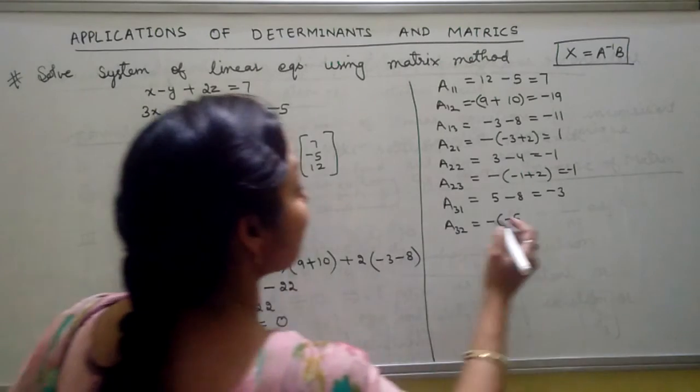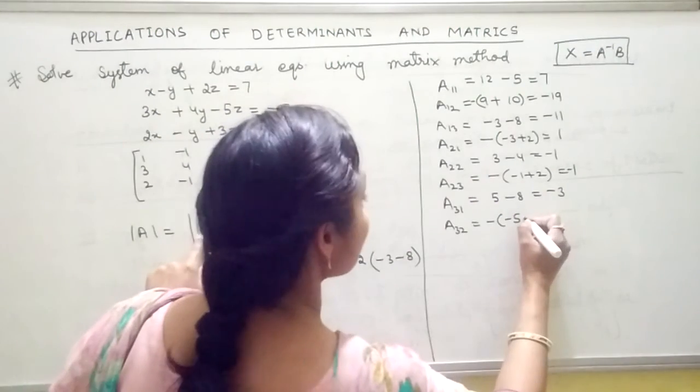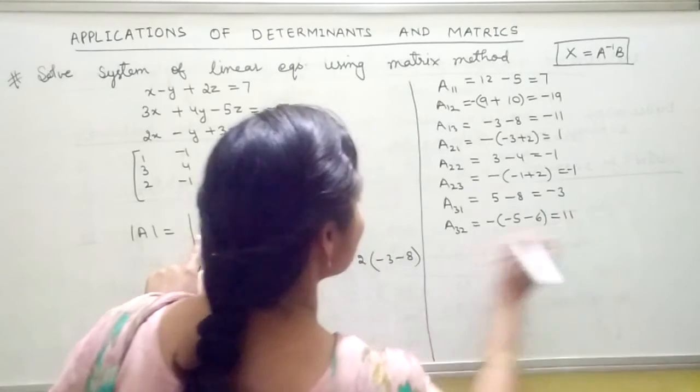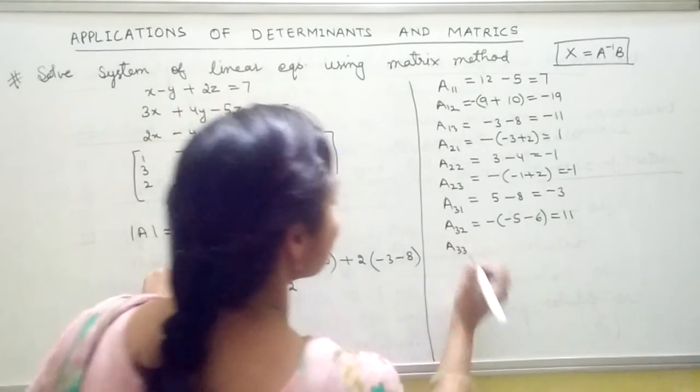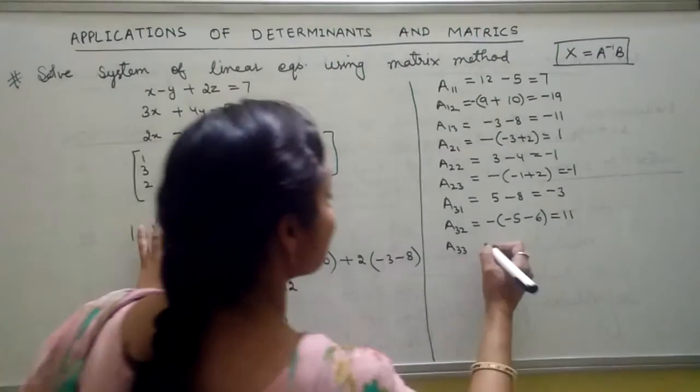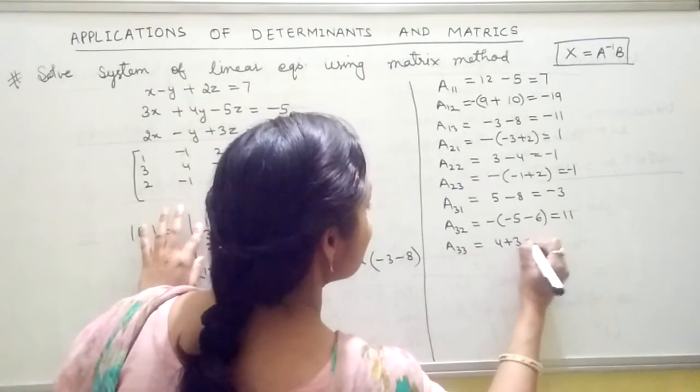Minus 5 minus 6. So minus 11, or with the sign, plus 11. A33. This is 4 plus 3, that is 7.